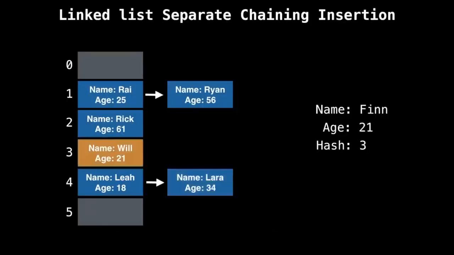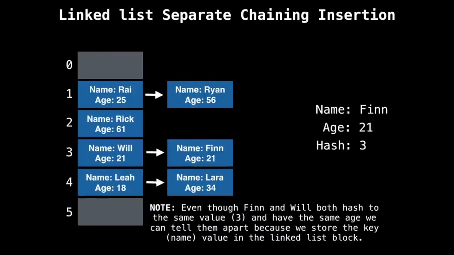So Finn, age 21, hashed to 3, so he's got a hash collision with Will, who had also hashed to 3. So what we're going to do is append Finn to the end of the linked list chain. Note that even though Will and Finn both hashed to the same value, that is index 3, and they have the same age, we tell them apart because we store both the key and the value as an entry in our linked list block. So that's how we're able to tell them apart.